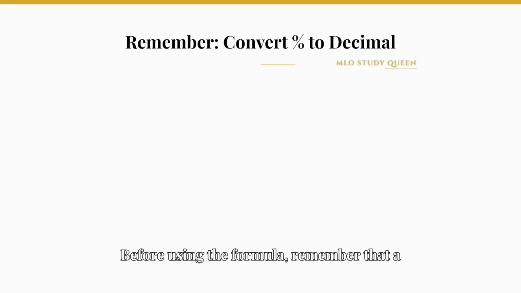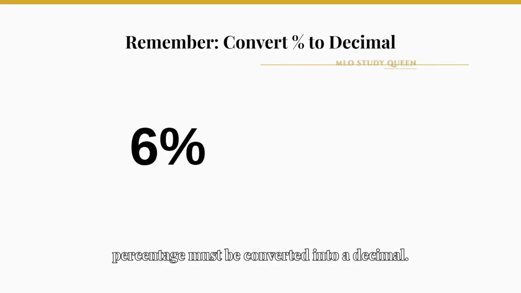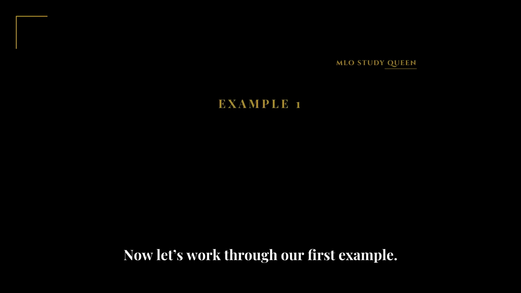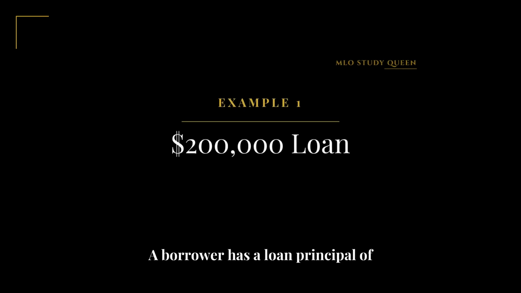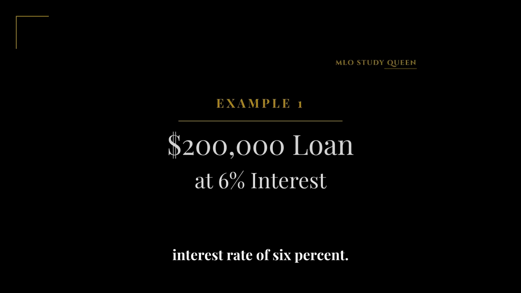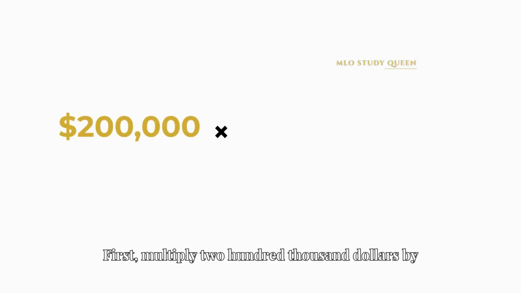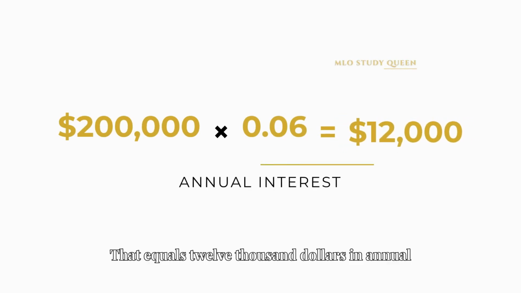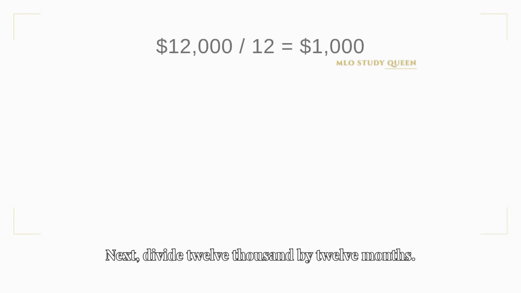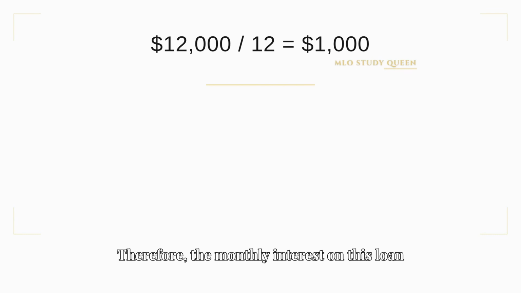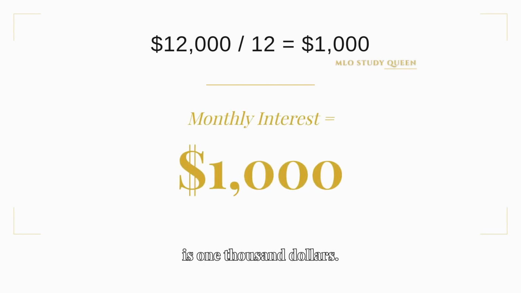Before using the formula, remember that a percentage must be converted into a decimal. For example, 6% becomes 0.06. Now let's work through our first example. A borrower has a loan principal of $200,000 with an annual interest rate of 6%. First, multiply $200,000 by 0.06. That equals $12,000 in annual interest. Next, divide 12,000 by 12 months. The answer is $1,000. Therefore, the monthly interest on this loan is $1,000.